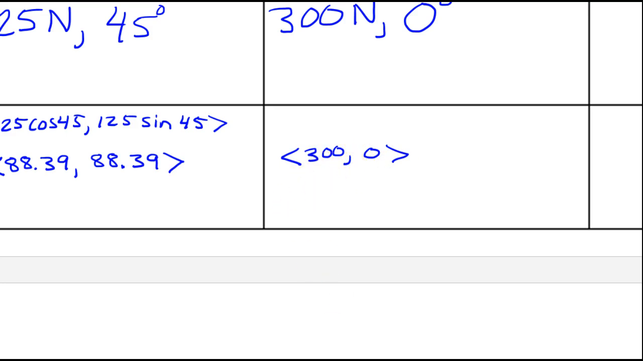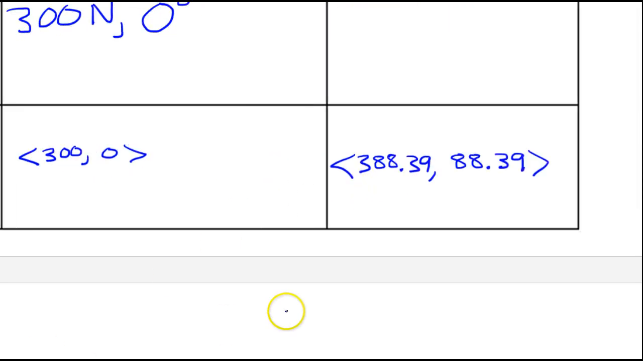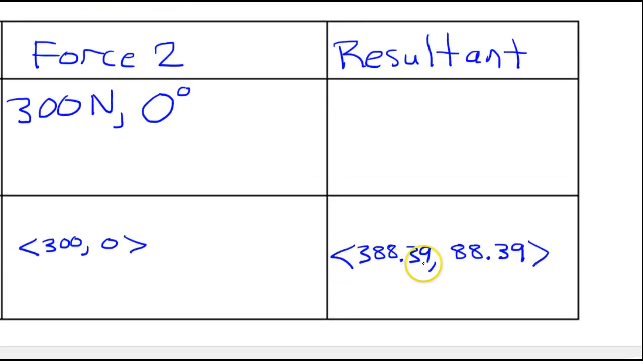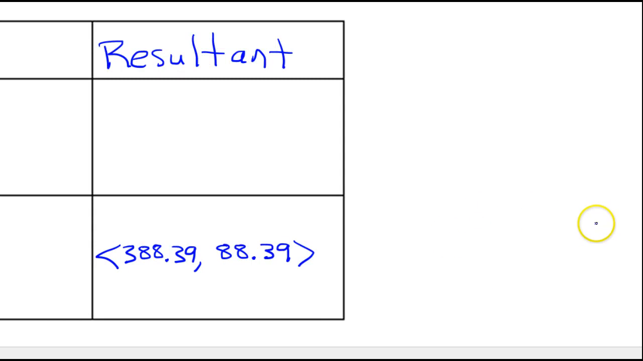Now, we need to find the resultant by simply adding these two vectors together. So the resultant vector is this. It's simply 388.39 horizontally and 88.39 vertically. Now, we need to find the magnitude and direction of this. That's the piece that is missing. So off to the side, let us calculate the magnitude and the direction.